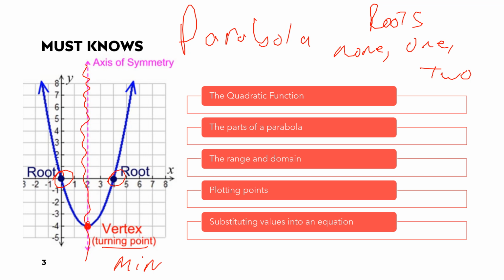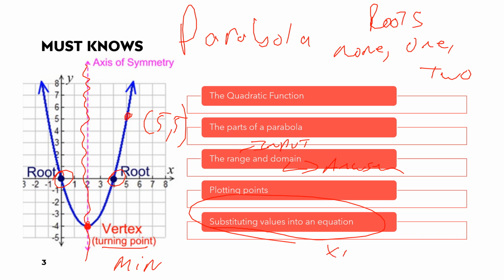We're going to work with the range and domain. Once again, your range is your input. It's the number you put into your math problem, and your domain is your output, or your answer. You'll have to be able to plot points. So like here, that's 5, 5. You have to be able to plot some points. And then you're going to have to substitute values into an equation.